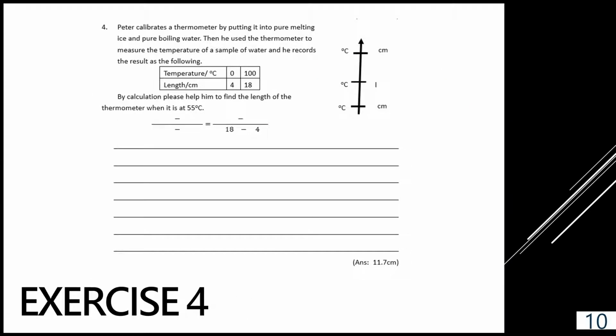Question 4. You can just stop the video and take a look at the question a little bit, or you can try it by yourself, and after that you can go back to the video and take a look at the answers. Now question 4. Peter calibrates a thermometer by putting it into pure melting ice, which means 0 degrees, and then boiling water, which means 100 degrees Celsius. Then he puts it into other samples. This is the graph you can find, and then you need to find the length at 55 degrees Celsius.